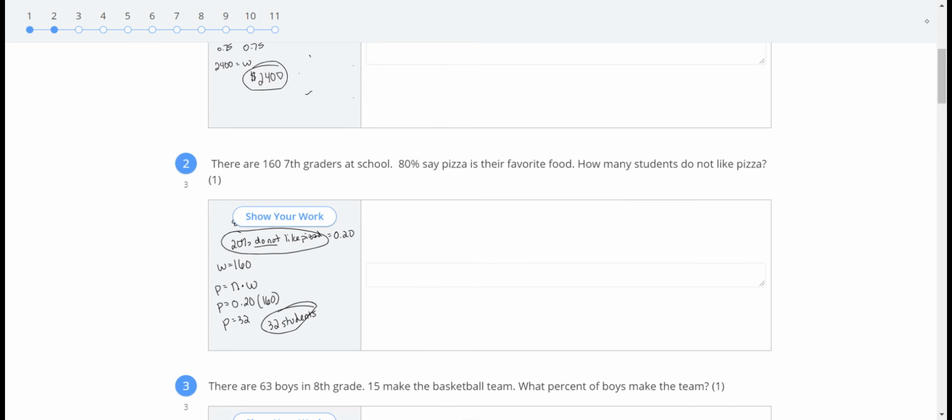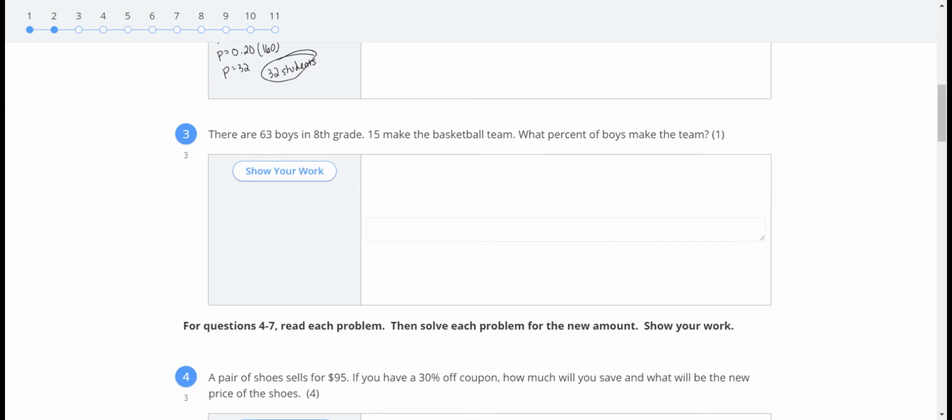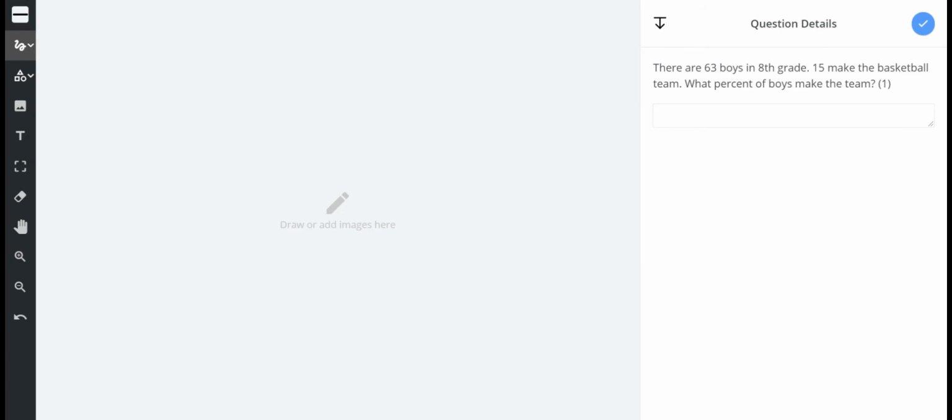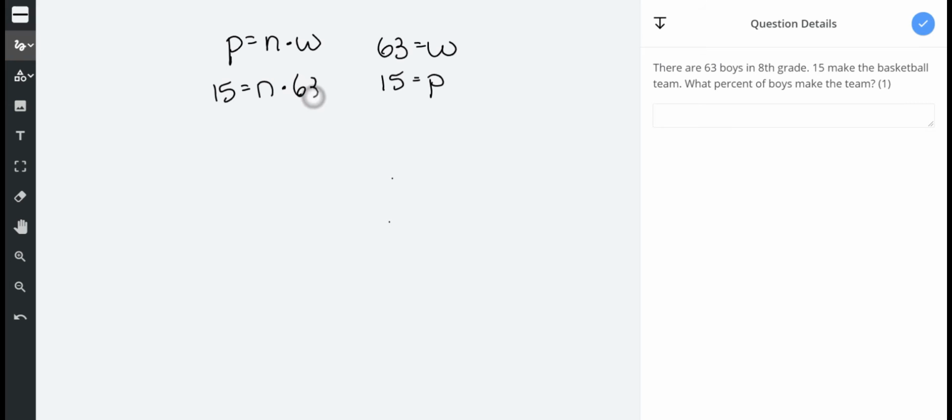Okay. Number 3. There are 63 boys in 8th grade. 15 make a basketball team. What percent of boys make the team? All right, so there are 63 boys in 8th grade. 15 make the basketball team. What percent of boys make the team? Well, part equals percent times whole. This time I'm solving for the percentage. So my part, well, I know that there's 63 boys, but that's the total. And there's 15 that make the team. Okay, that's going to be your part. So 15 equals percent times 63, which is my whole.